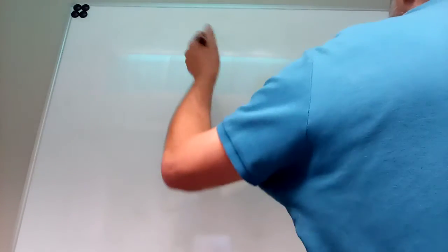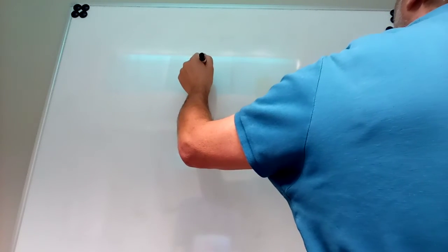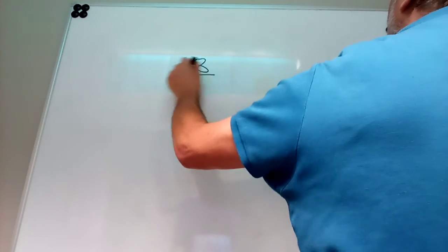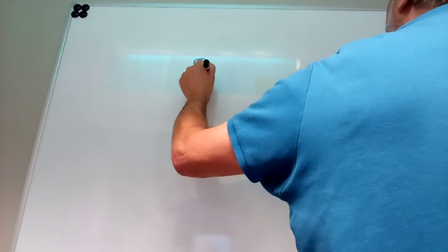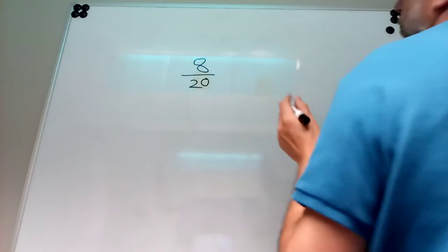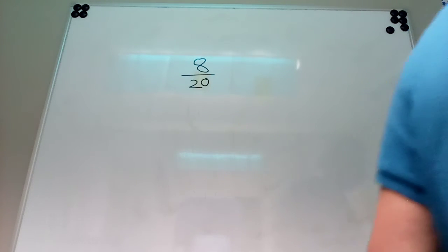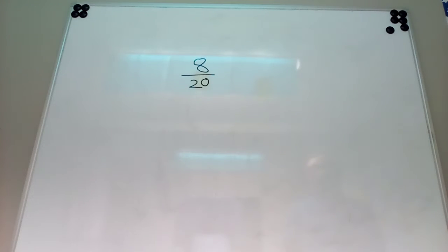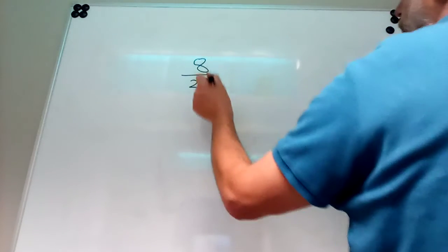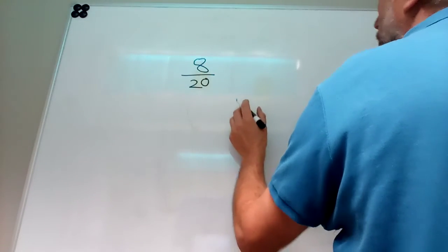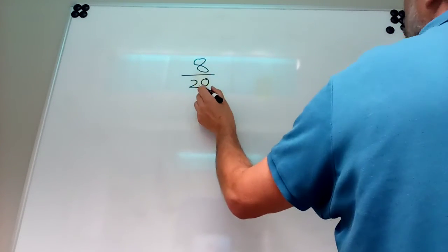Now, what happens if you don't find the greatest common factor? That's not the end of the world. Let's just say we take the number 8/20ths. We don't know what the common factor is, but we know they're both even numbers. If they're both even, we know the number 2 will divide into both of them evenly. So we want to reduce this, and we divide by 2, because 2 will go into 8 and 2 will go into 20.